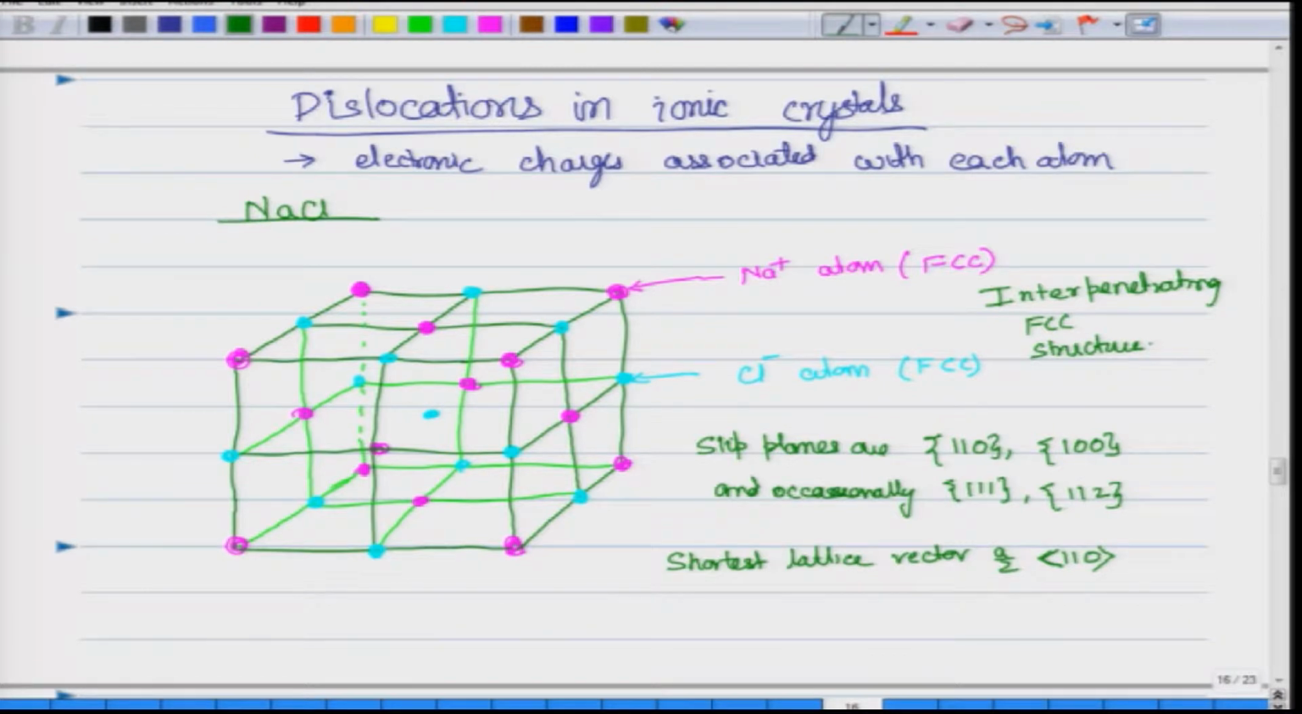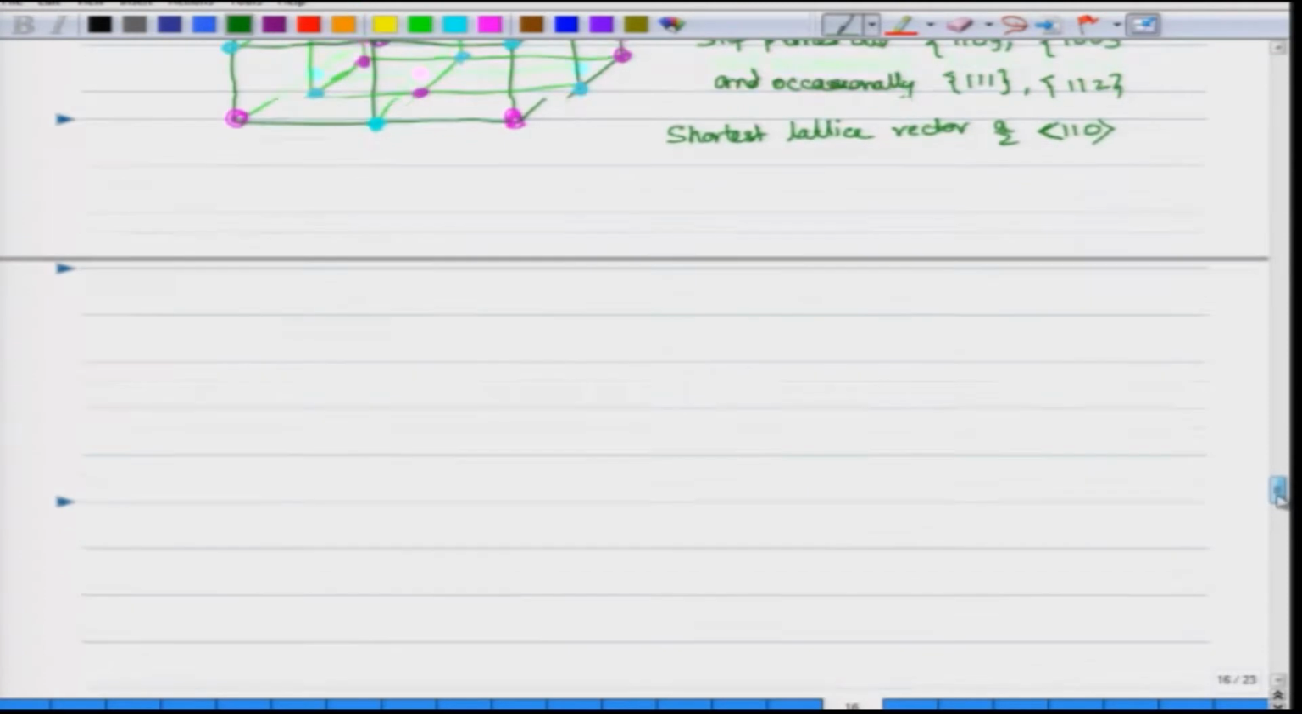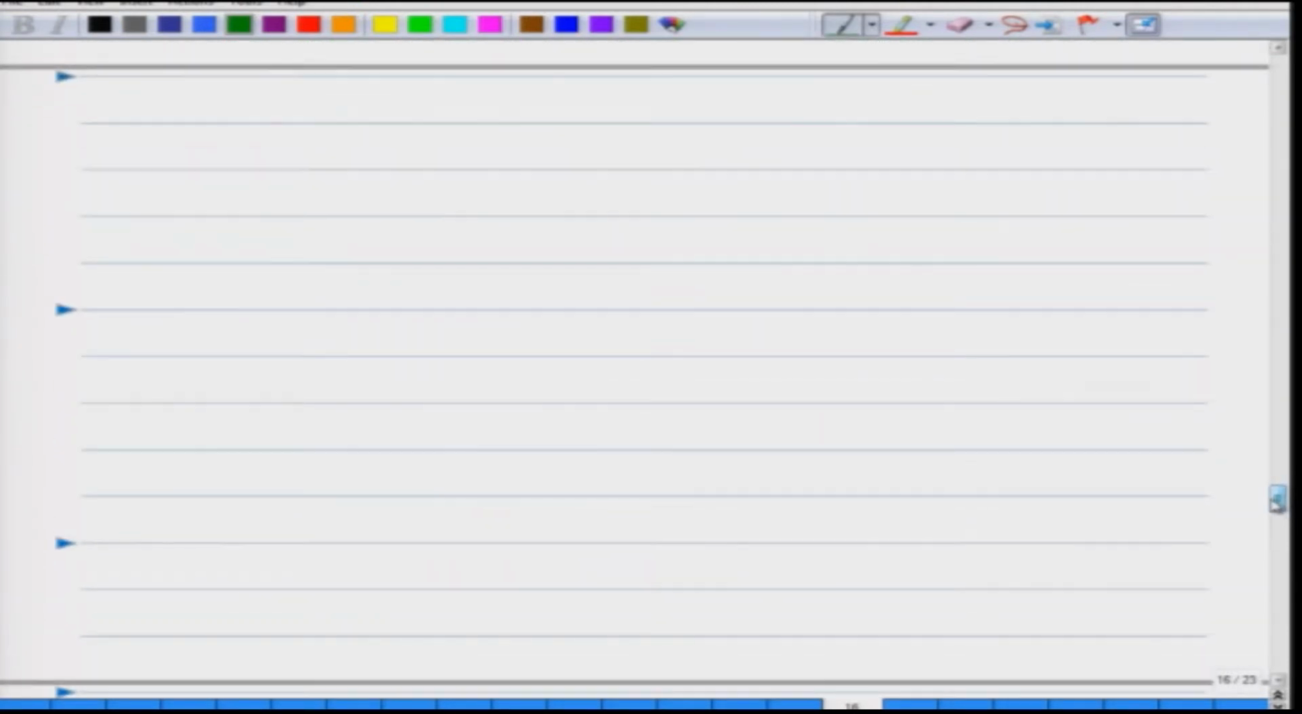Okay, so although we are using the shortest lattice vector as a/2 110, that is what we have not explicitly mentioned, as you will see that there is not just one extra half plane, there are 2 extra half planes. So, what do we mean by that? Let us see. So, again some more drawing over here.